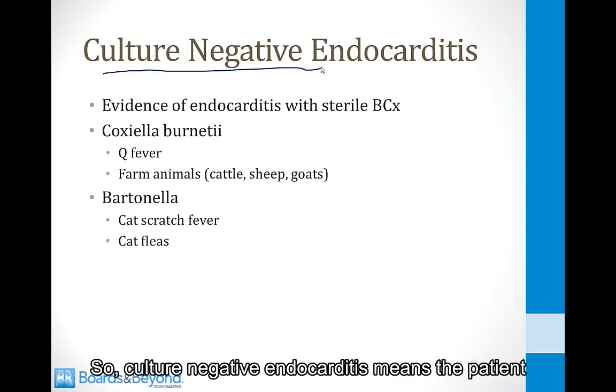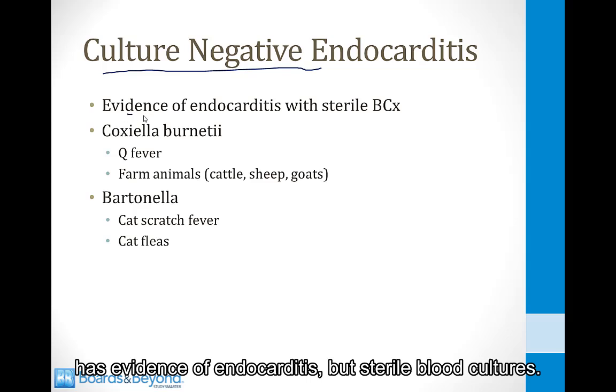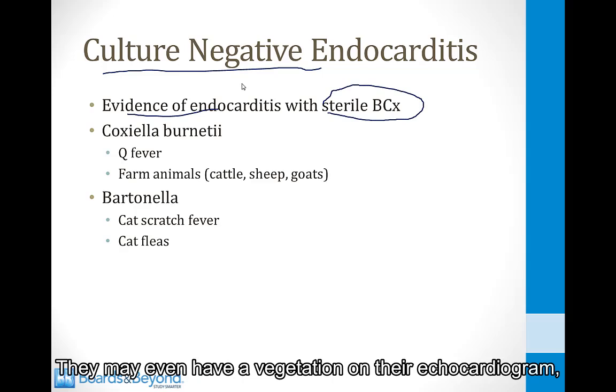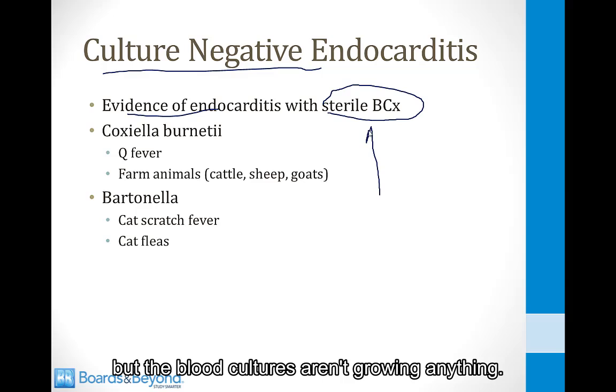This is a good point at which to pause and review the concept of culture-negative endocarditis. So culture-negative endocarditis means the patient has evidence of endocarditis but sterile blood cultures. So they may have fever and a murmur. They may even have a vegetation on their echocardiogram, but the blood cultures aren't growing anything.